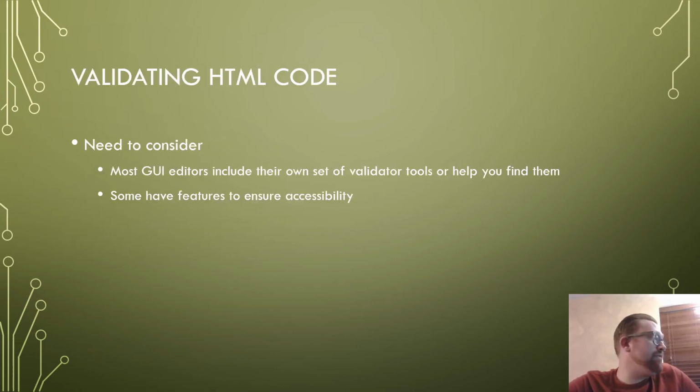Now, lastly, what this is going to talk about is validating. When you are validating your HTML code, you need to consider that most GUI editors do have their own set of validators or tools to help you find the validators. And some of them actually do have features to ensure that there's accessibility options available to you.